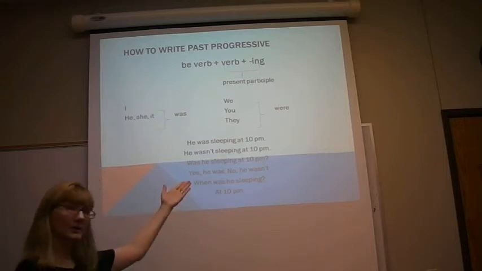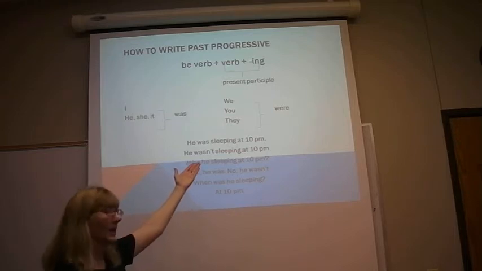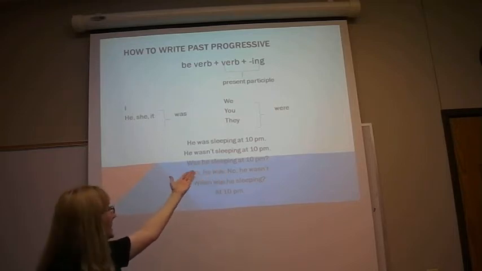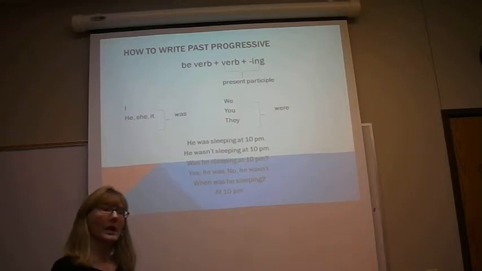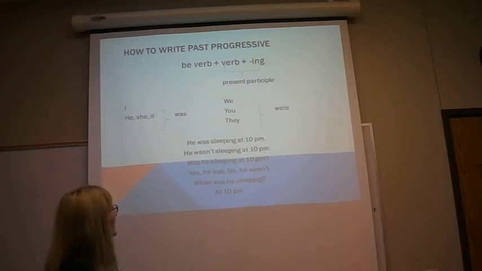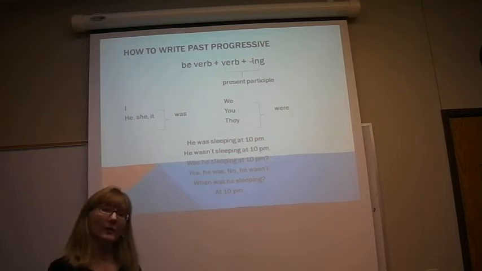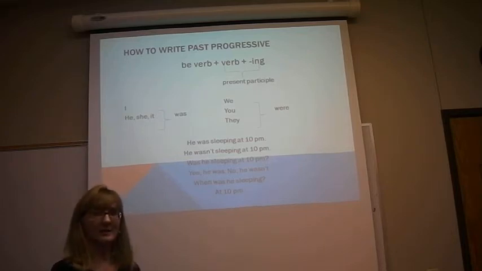For example, let's look at these sentences. He was sleeping at 10 p.m. If you want to make that negative, add the word not after the word was. He wasn't sleeping at 10 p.m. You can make this into a question very easily by taking the first verb, was, and putting it before the subject. Was he sleeping at 10 p.m.? Since this is a yes-no question, we can answer yes, he was, or no, he wasn't.